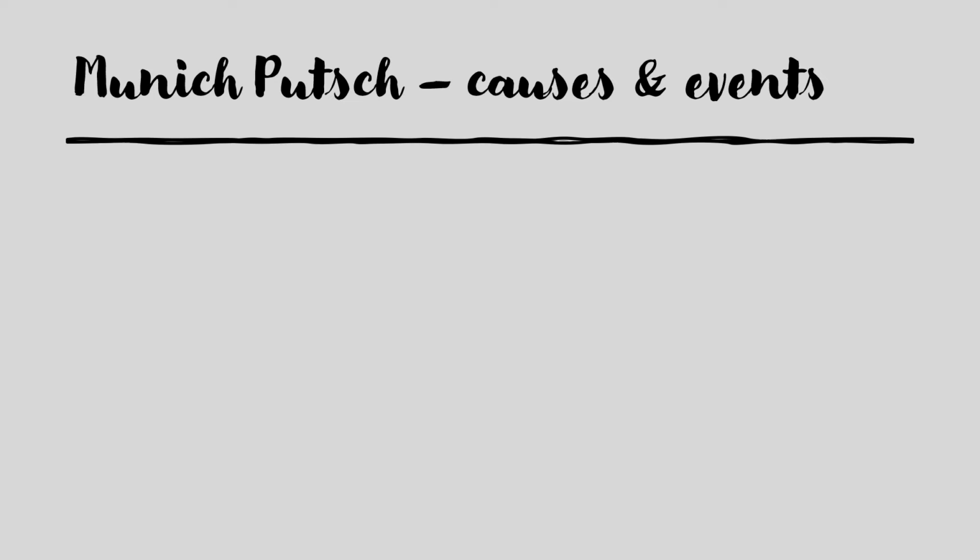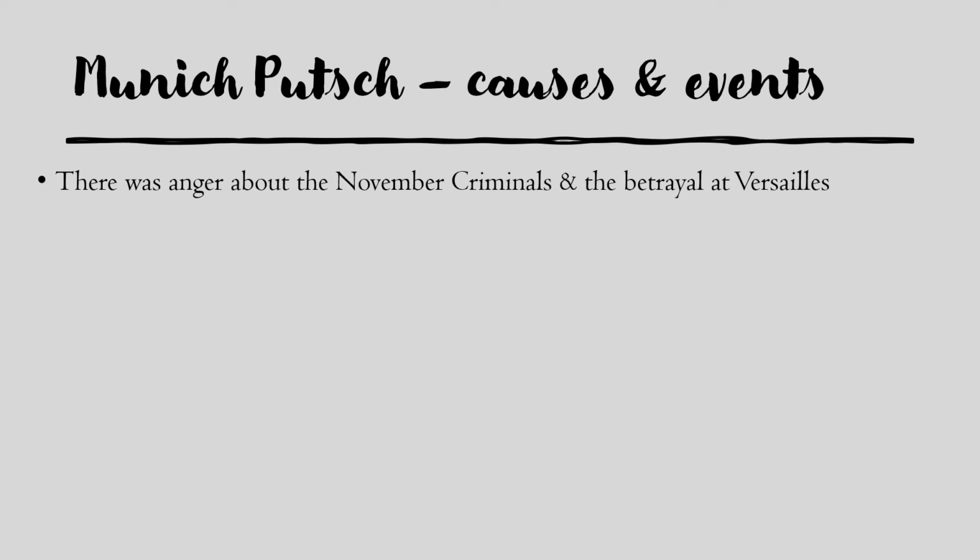So, the Munich Putsch. The specification makes it quite clear that not only do you need to know the effects of the Munich Putsch, but you also need to know the causes and the events of it. So we'll run through the causes and events. So there was general anger amongst the German citizens about the November criminals, so the people who had signed the Treaty of Versailles, and the betrayal in the Treaty of Versailles, so the reparations bill, losing parts of Germany to other countries like West Prussia.